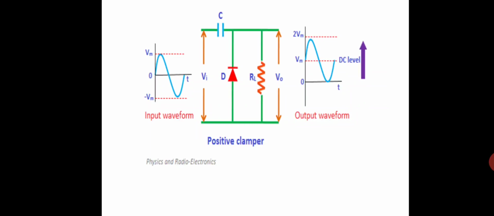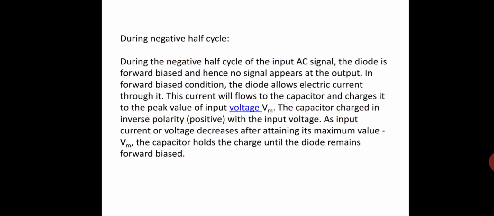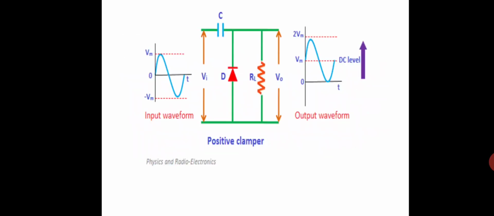What is the working of this circuit? What happens when the input is in the negative cycle? During the negative half cycle of the input AC signal, the diode is forward biased. The diode's first terminal is negative and the input is negative, so the diode is forward biased. In forward bias condition, the diode works as a short circuit.